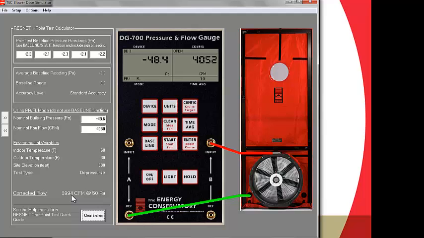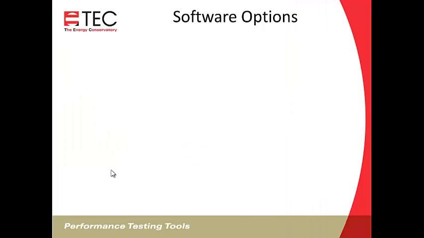So that's basically it on using this. If you're using iTech ResNet, you go to the screen where you enter baseline numbers and you enter these five in, and then where it's asking for nominal building flow, you're putting the pressure and the flow right off the gauge. Okay, that's iTech ResNet. So I'm going to go back to our PowerPoint here.